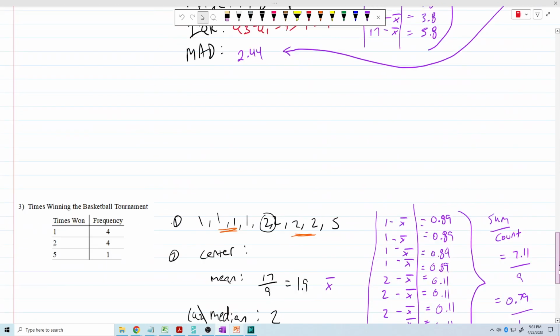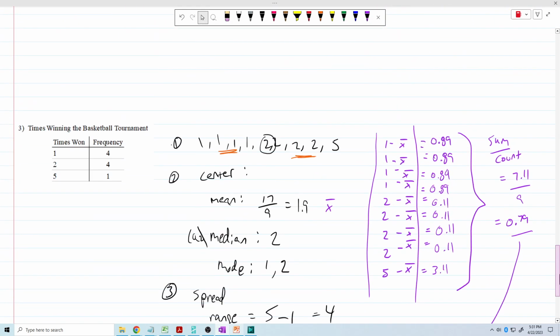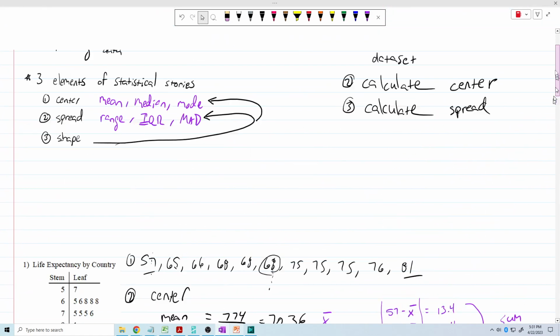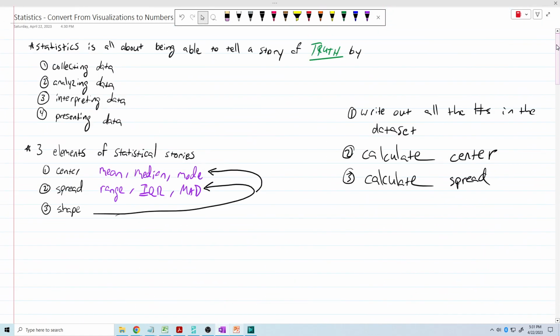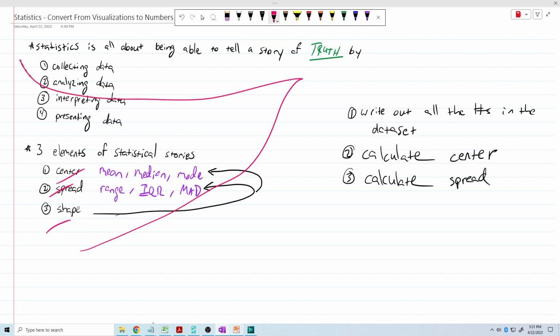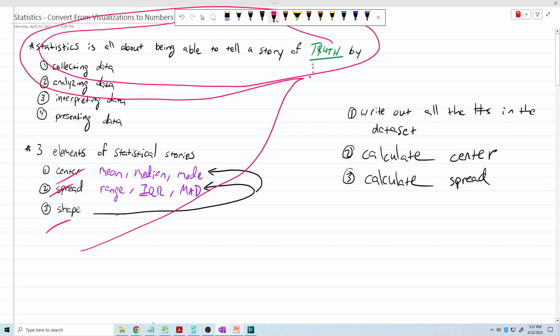So that's it, guys. This is part 2 of the full video on how to take a statistical visualization, a shape, and calculate its associated measures of center and measures of spread. And as I've said many times now, when you have shape and spread and center, when you have all three, they tell the story of statistical truth. They tell the story that we're trying to tell.